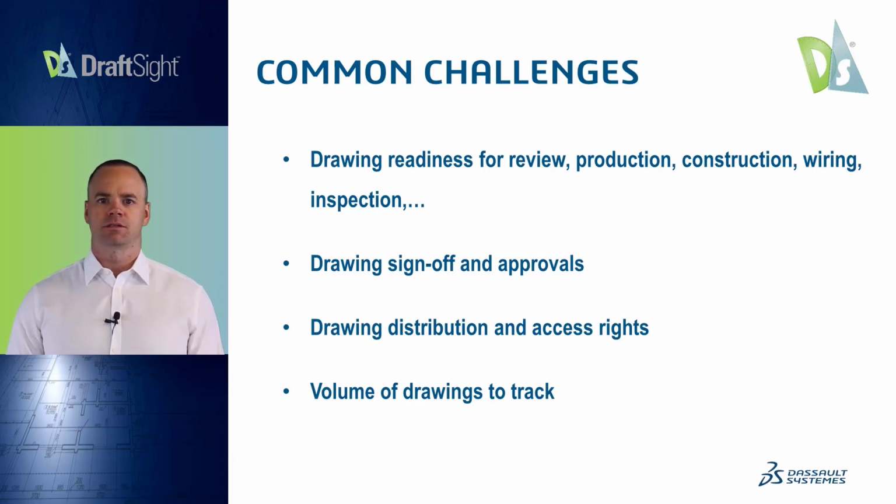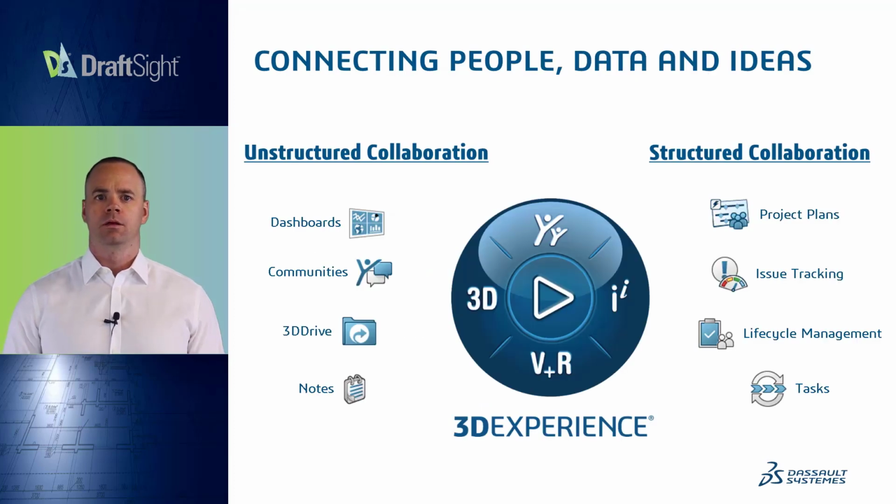Think about some of the myths and common challenges. How does 3D Experience DraftSight provide a solution? Well, it all starts with the 3D Experience platform, which connects people, data, and ideas in a single collaborative ecosystem. Now, collaboration does come in many different forms. There's unstructured collaboration. For example, when we just communicate via instant message and email, but we're still collaborating with our colleagues, our teams, and other stakeholders throughout the entire project process.